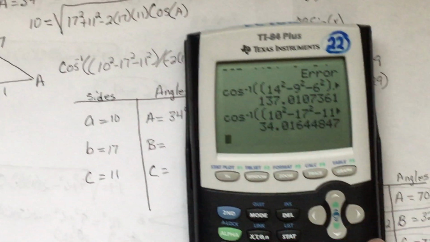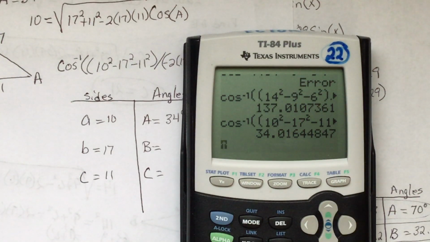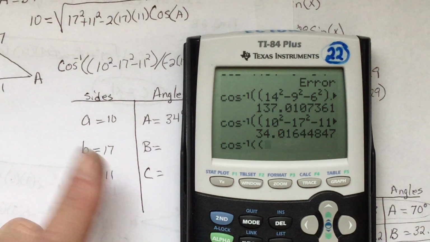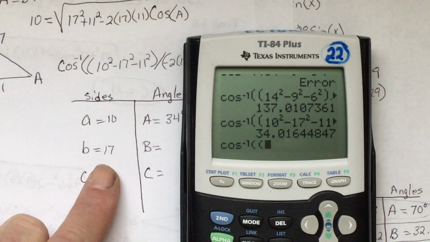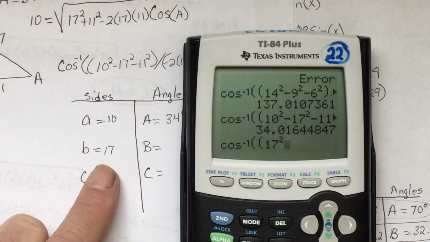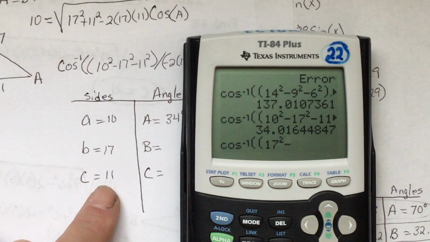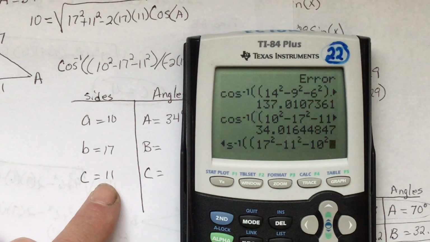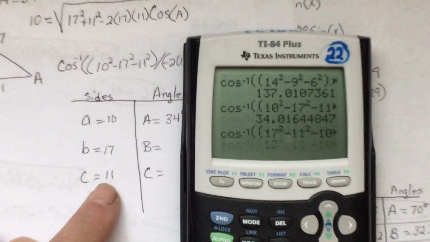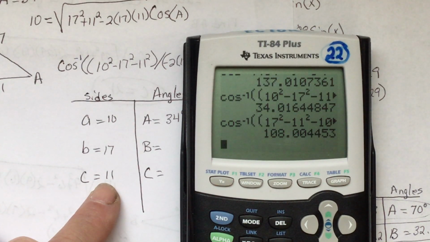So let's see here. Inverse cosine. Start with parenthesis. Okay. So 17 squared minus 11 squared minus 10 squared being divided by negative 2 times 11 times 10, 108 degrees.